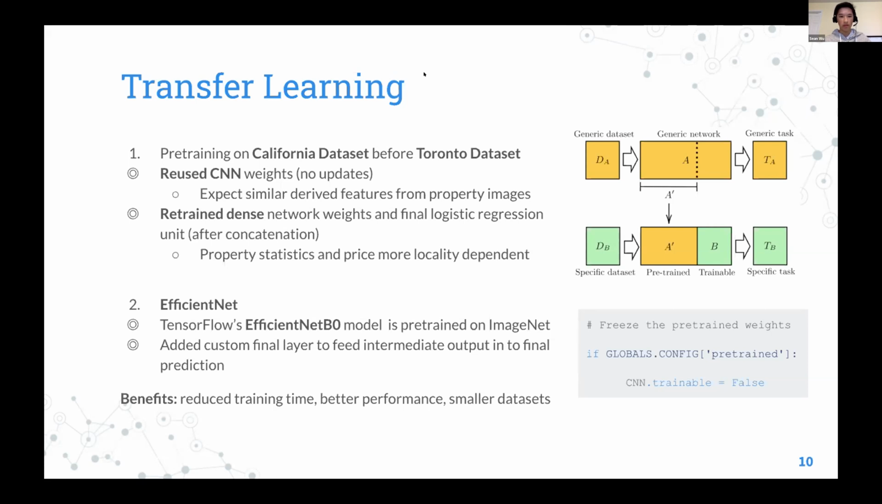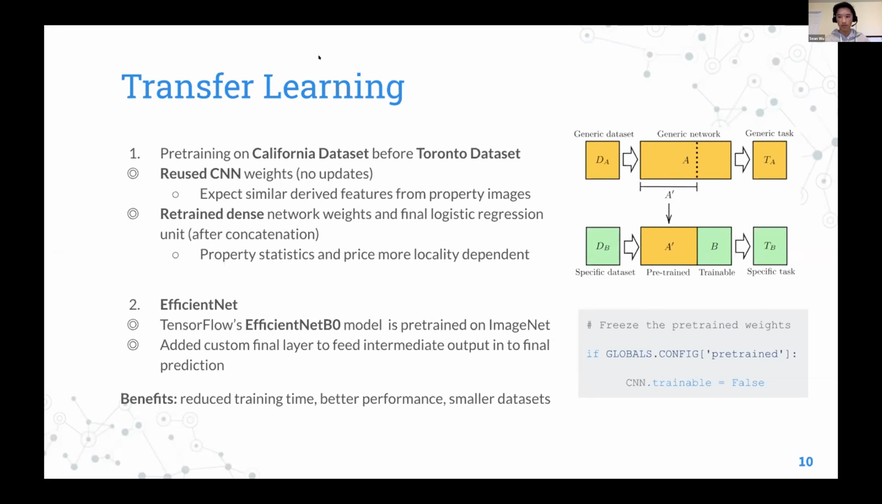Some of the benefits of the transfer learning we used was reduced training time. So we could actually train our model on our own personal computers rather than relying on a more powerful setup. We got better performance, and we were also able to use a smaller data set. So this was easier for us when we were compiling the Toronto data set.